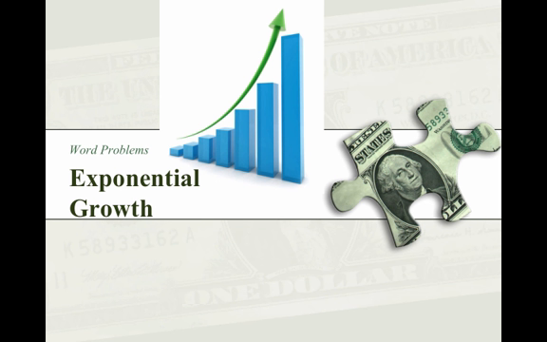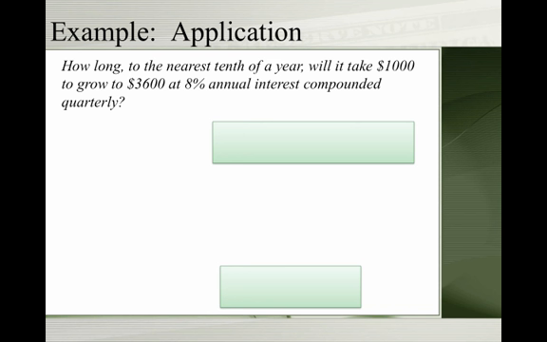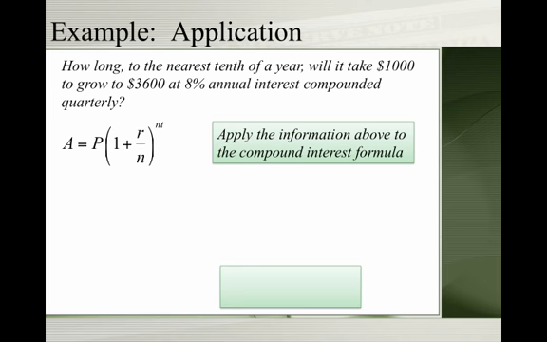All right, so let's consider exponential growth when it comes to money. How long, to the nearest tenth of a year, will it take $1,000 to grow to $3,600 at 8% annual interest compounded quarterly? Well, let's go back to our compound interest formula. All right, what do we know? Plug in what we know.